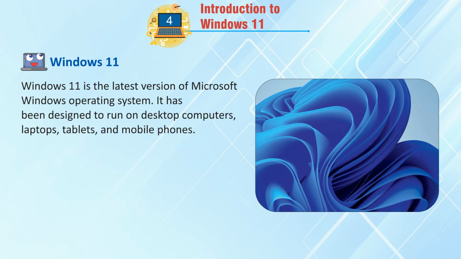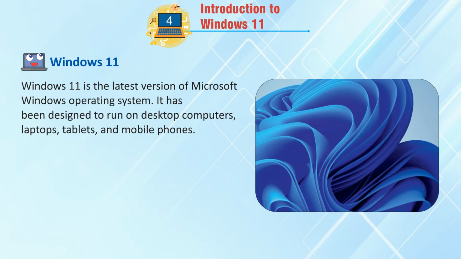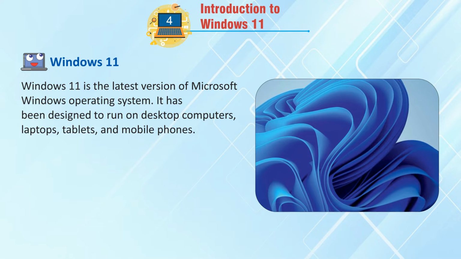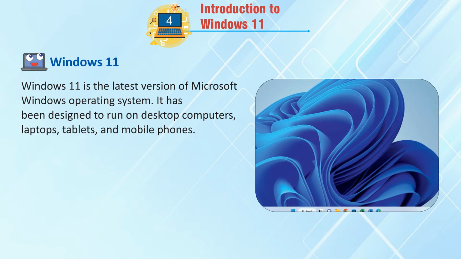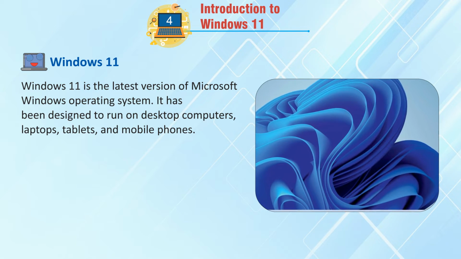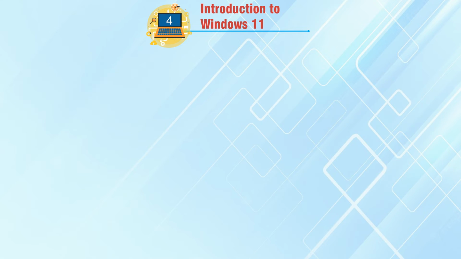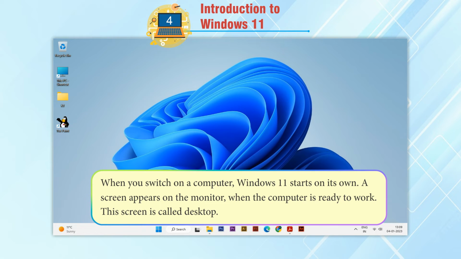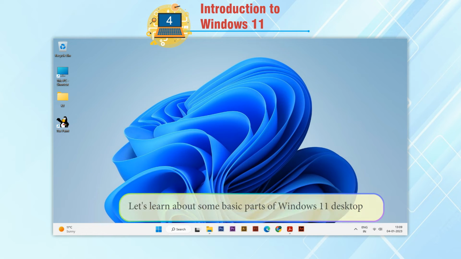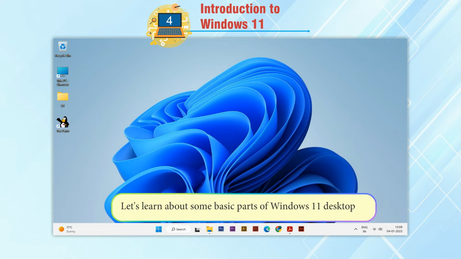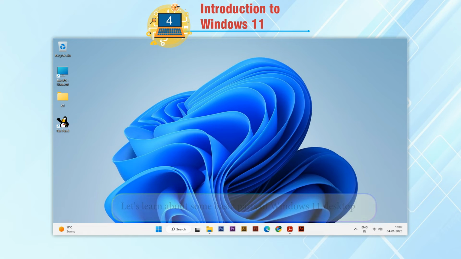Windows 11. Windows 11 is the latest version of Microsoft Windows operating system. It has been designed to run on desktop computers, laptops, tablets, and mobile phones. Windows 11 Desktop. When you switch on a computer, Windows 11 starts on its own. A screen appears on the monitor when the computer is ready to work. This screen is called desktop.